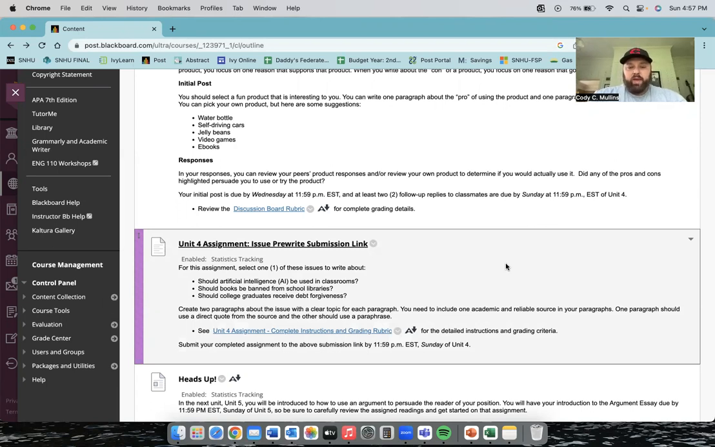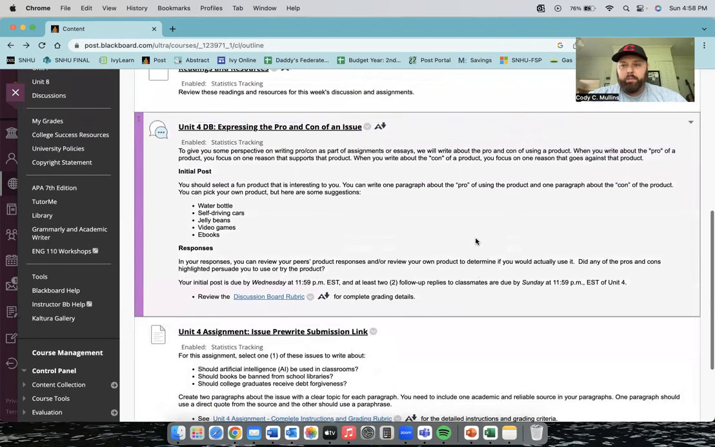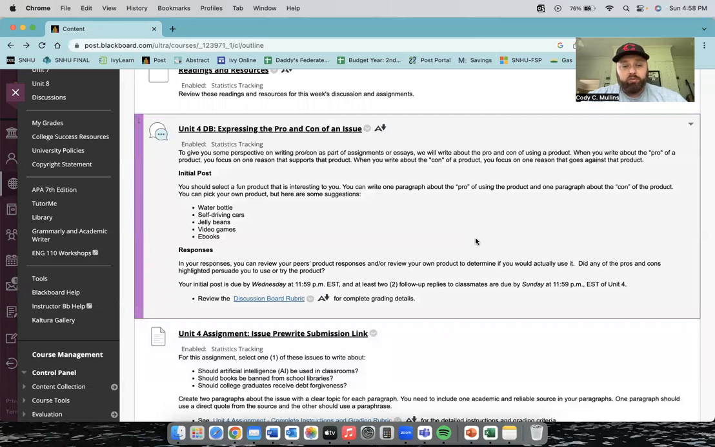This unit begins our work with our argumentative essay that will dominate the last half of our term. And I want to first give us some preview of our discussion board and really highlight something that I think students sort of take for granted, or just do without thinking about. So what you're going to do is express the pro and the con of an issue.